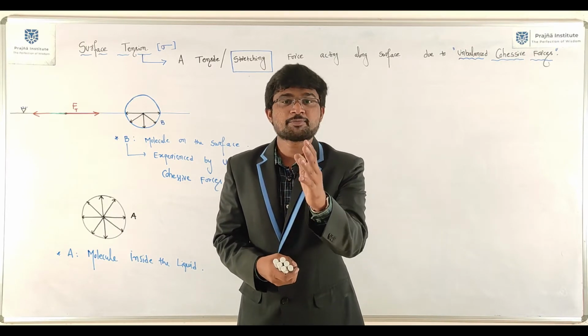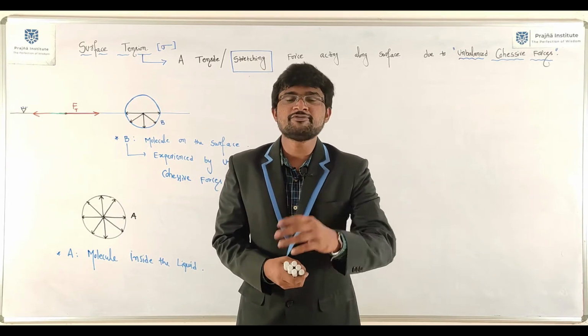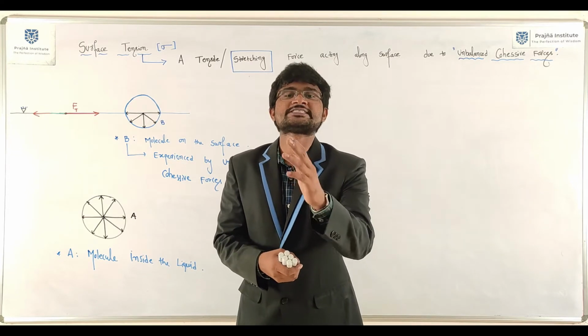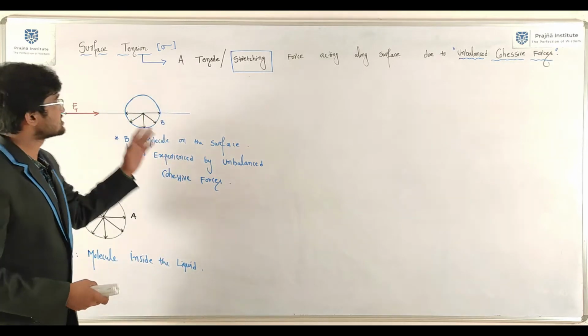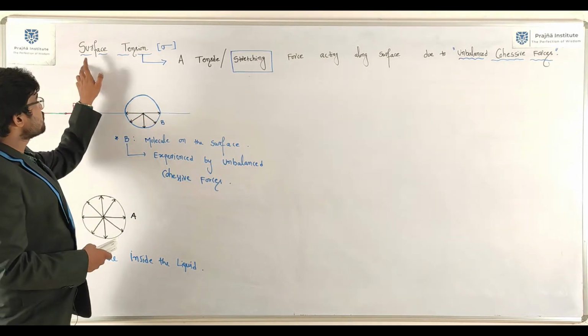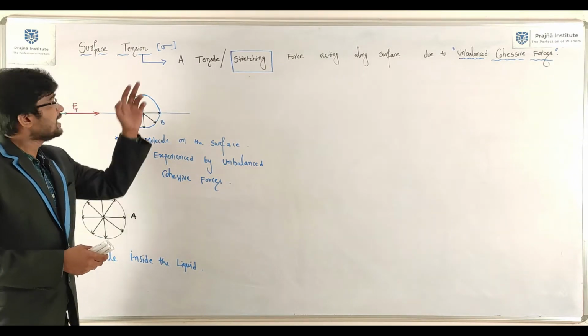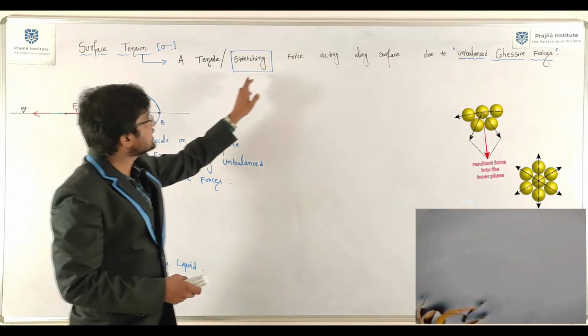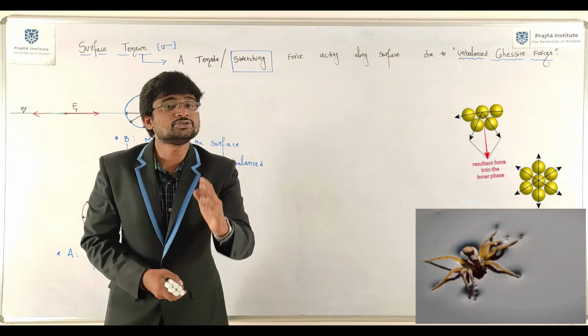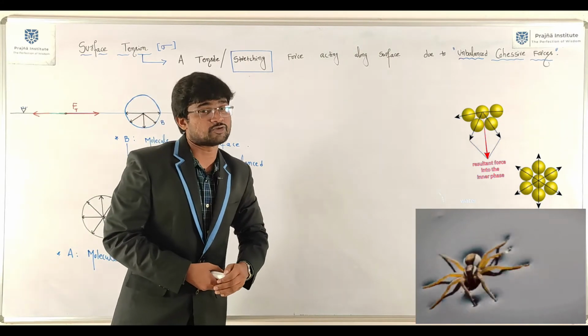We are discussing properties of fluids. Today we need to talk about surface tension. Okay? So let's have a look at the definition of surface tension. Surface tension means a tensile force acting on the surface due to unbalanced cohesive forces.